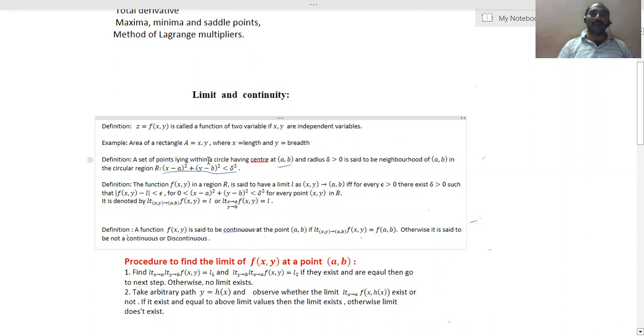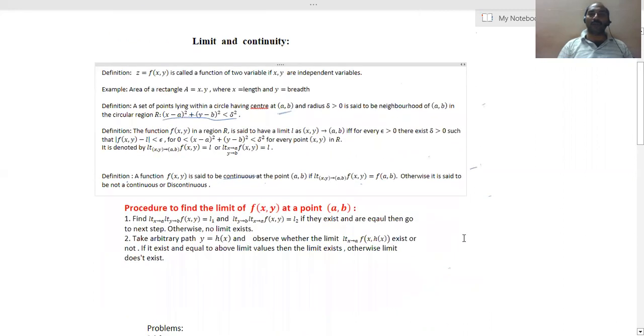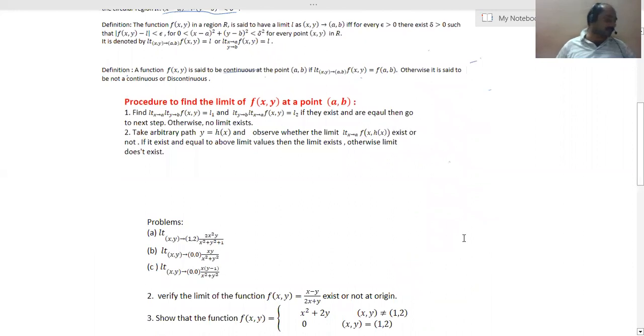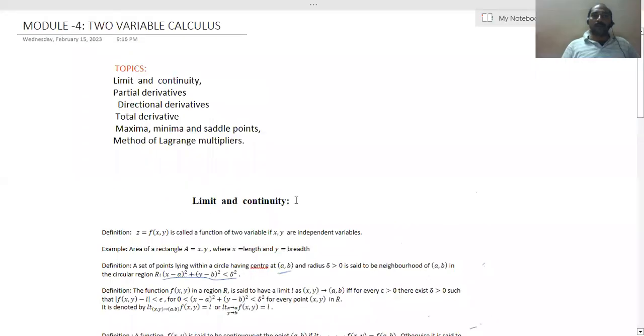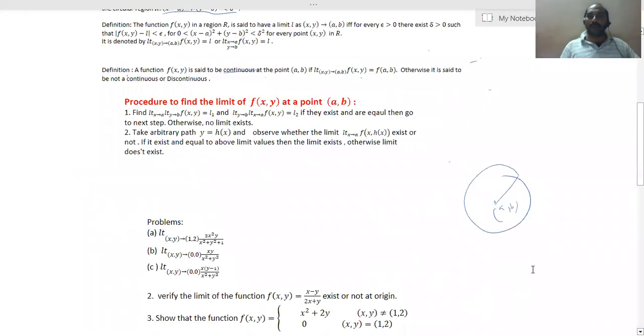Next one, a set of points lying in the neighborhood of a point. A neighborhood means the set of points in a certain region. For example, the neighborhood of a point a comma b means you take a certain neighboring region, the set of all points corresponding to the point, suppose a comma b. In the plane, that means an ordered pair. Throughout our discussion, we always take an ordered pair because it is a two variable function.